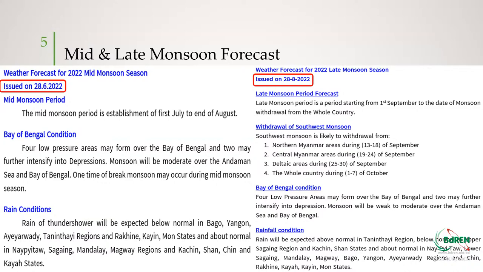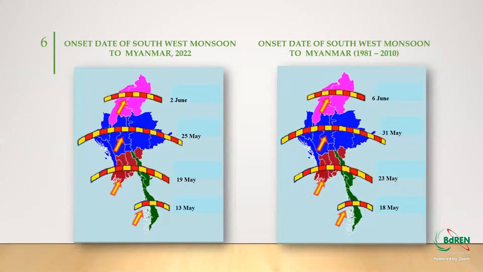In the early monsoon, we issue the monsoon onset day, and in the late monsoon season, we issue the withdrawal also. On the left-hand side, we can see the onset day. Our observed onset date of the southwest monsoon this year is compared with the 30-year normal on the right-hand side, based on the 30 years 1981 to 2010.